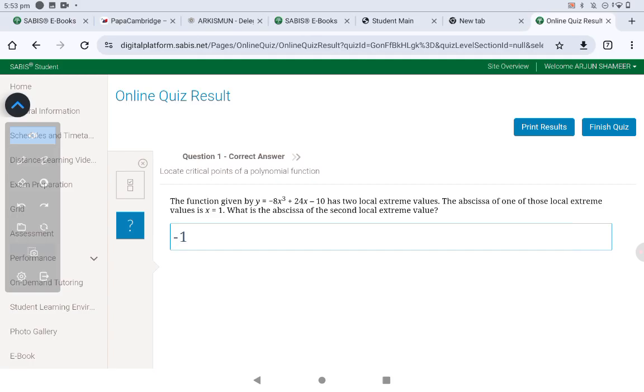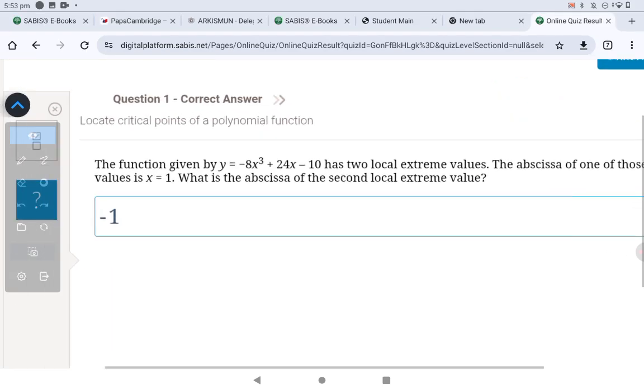So let's get started. The function given by y is equal to negative 8x cubed plus 24x minus 10 has two local extreme values. The abscissa of one of these local extreme values is x is equal to 1. What is the abscissa of the second local extreme value? Okay, so first we need to find the derivative.